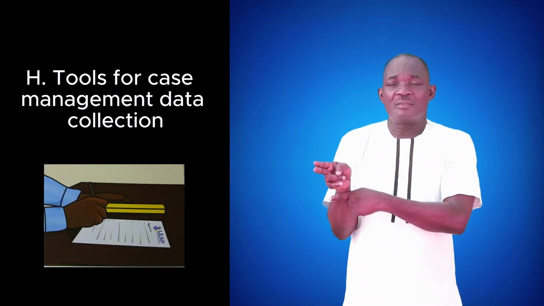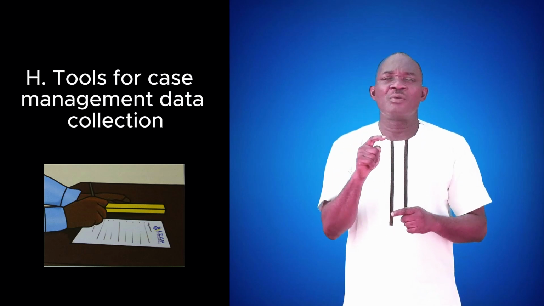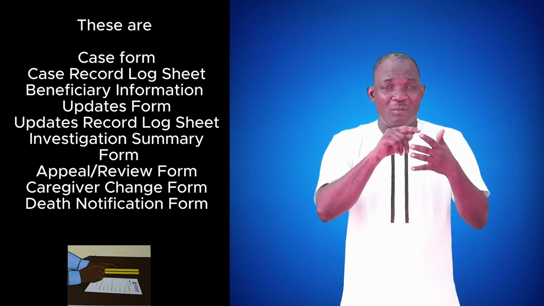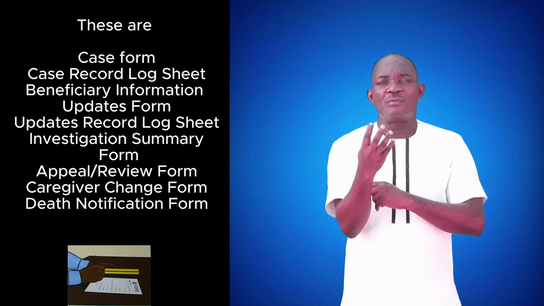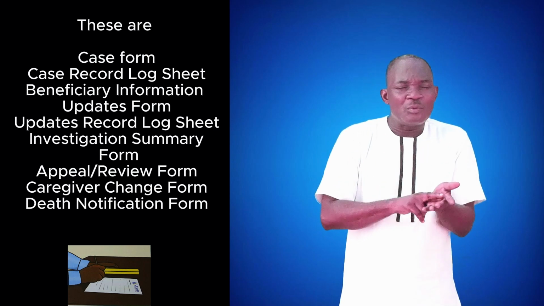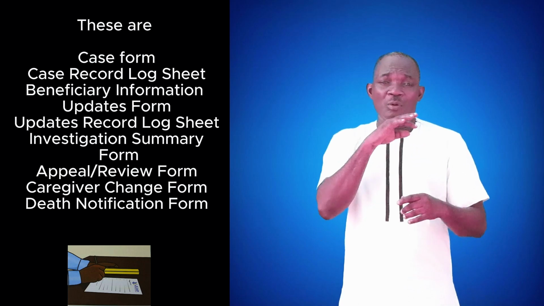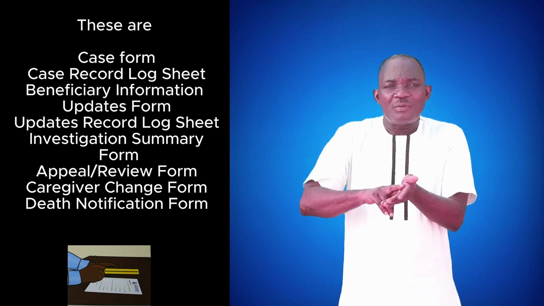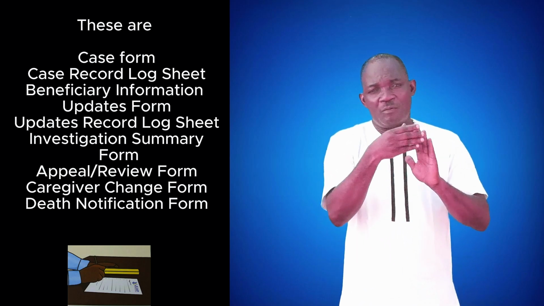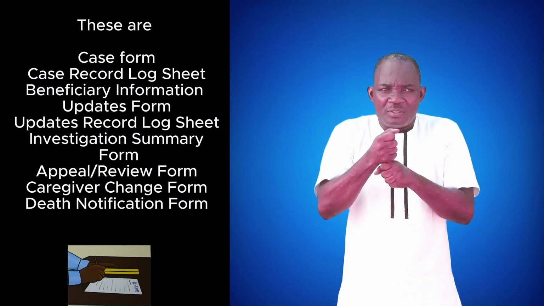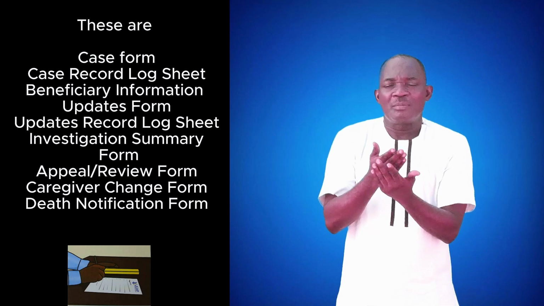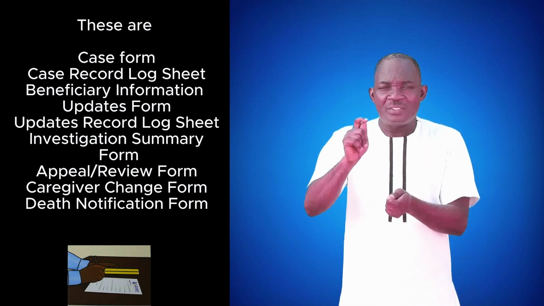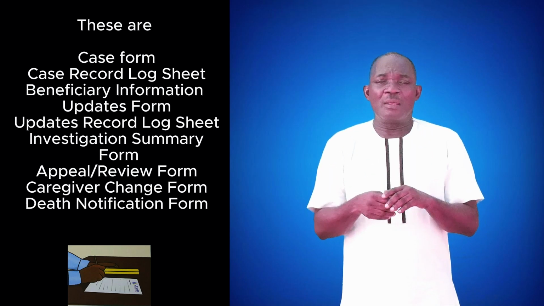H. Tools for case management data collection. These are case form, case record log sheet, beneficiary information update form, updates record log sheet. Investigation summary form. Appeal or review form. Caregiver change form. Death notification form.